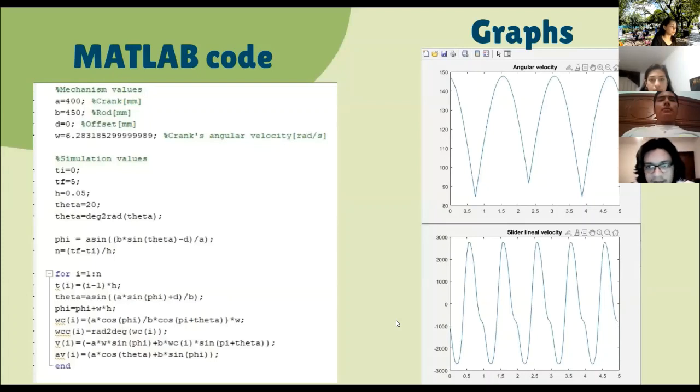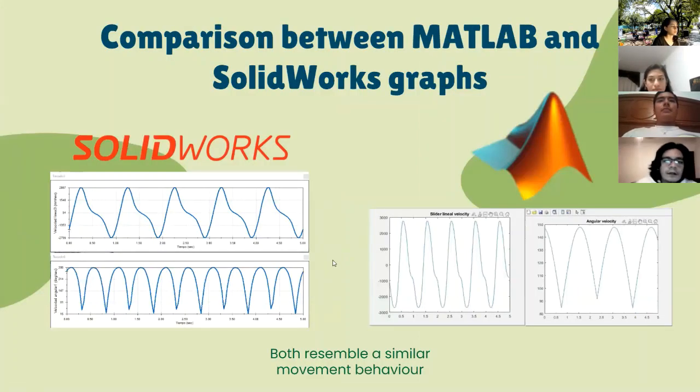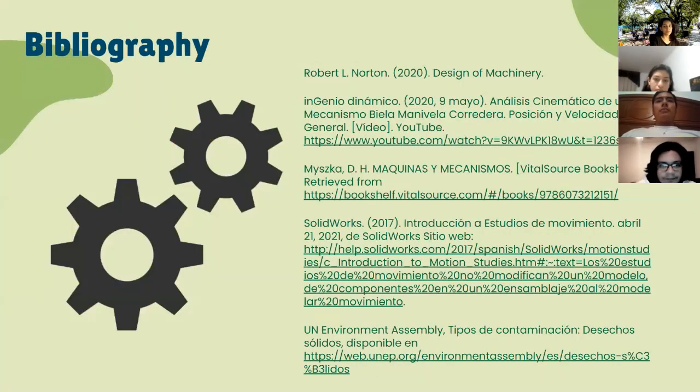We should see in the next slide a comparison between the MATLAB and SolidWorks graphs. As we can see, they both resemble a similar movement behavior. That's what we were looking for, both on the angular velocity and the slider linear velocity. They both resemble a similar behavior, and that's mainly because we used the formulas for the slider crank mechanism for the MATLAB. And that would be all. Thanks.